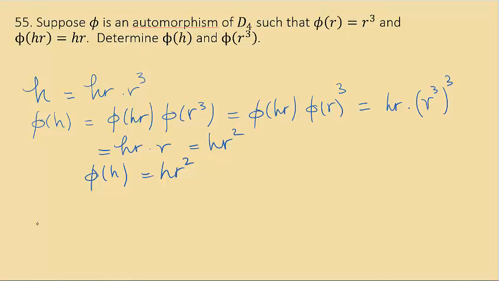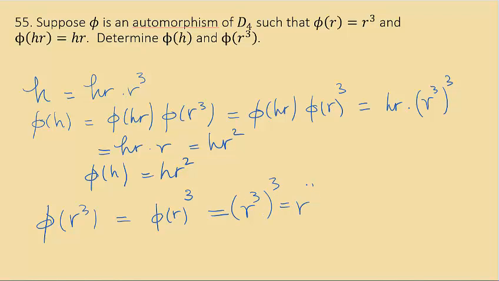And we'll use the same method. Oh, we already found phi of r cubed, didn't we? So phi of r cubed is the same thing as phi of r cubed using our properties. And phi of r was r cubed. When we cube that, we get r to the 9th, but that is mod 4. So we get r. Phi of r cubed is equal to r. All we did was use the operation preserving fact of an automorphism.